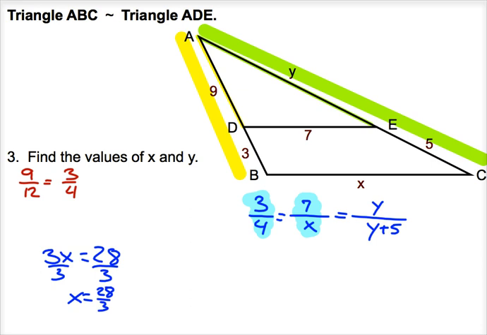Now I'm going to come back and, looking at my proportion to cross multiply, instead of doing 7 over X, I'm now going to do the proportion over here, the Y over Y plus 5, and let's see what happens if I cross multiply that. So if I start with the 3 times Y plus 5, distribute the 3, and I get 3Y plus 15. Now I'm going to multiply 4 times Y and get 4Y. Get all the Y's to the same side, so if I subtract 3Y on each side, I get 15 equals Y.